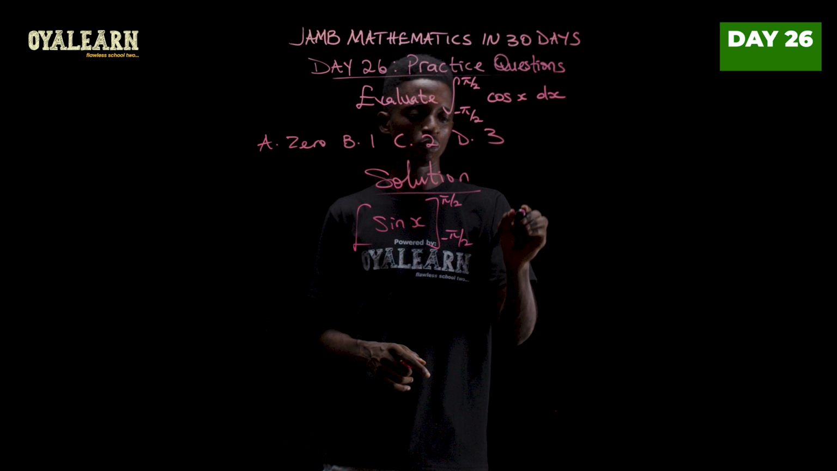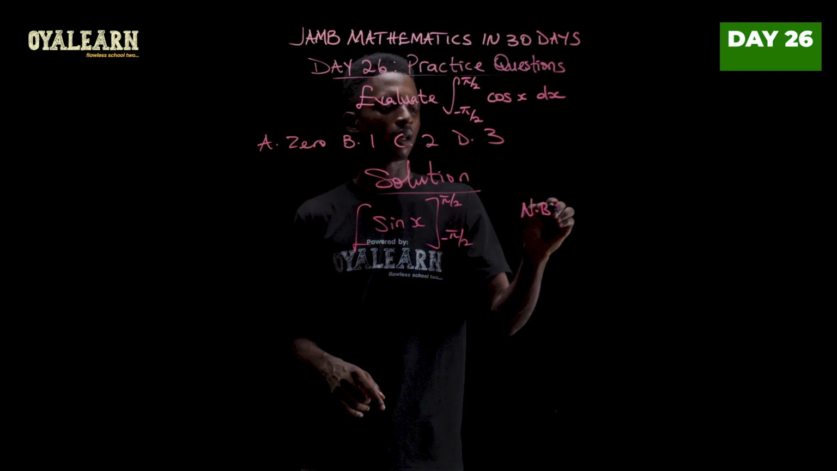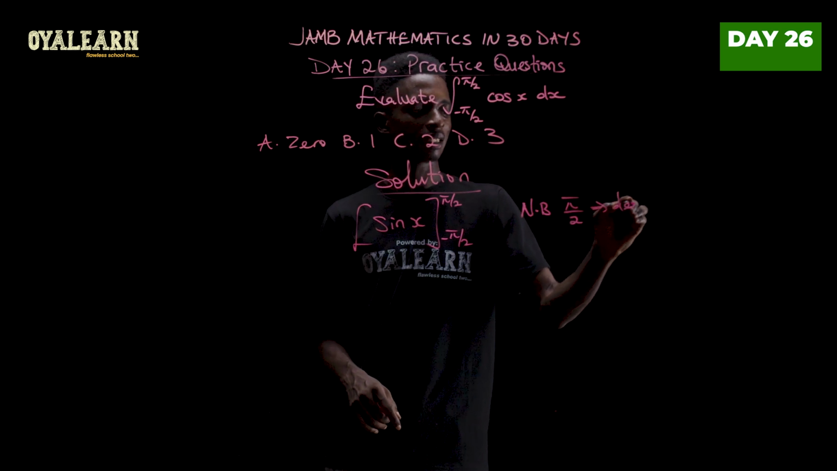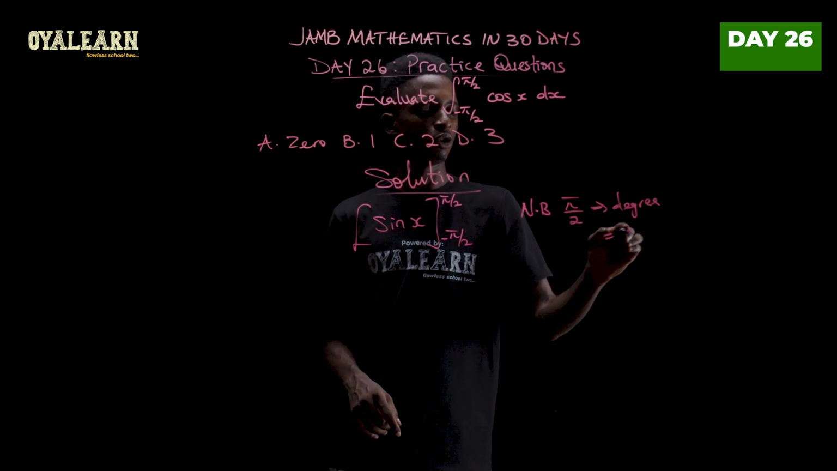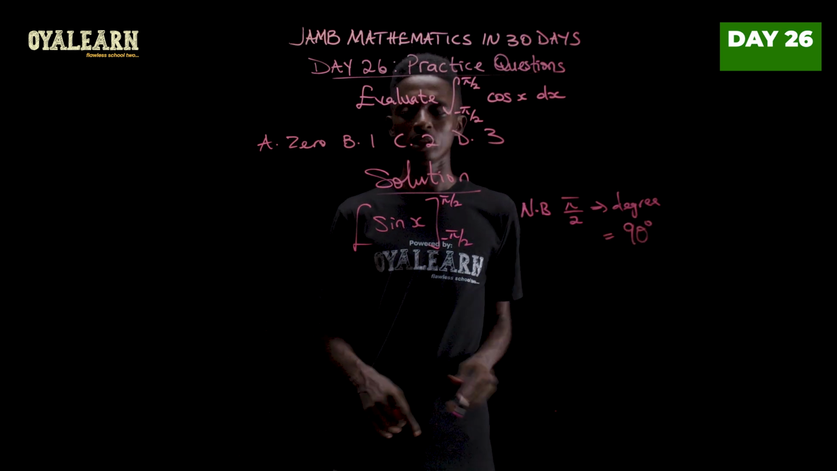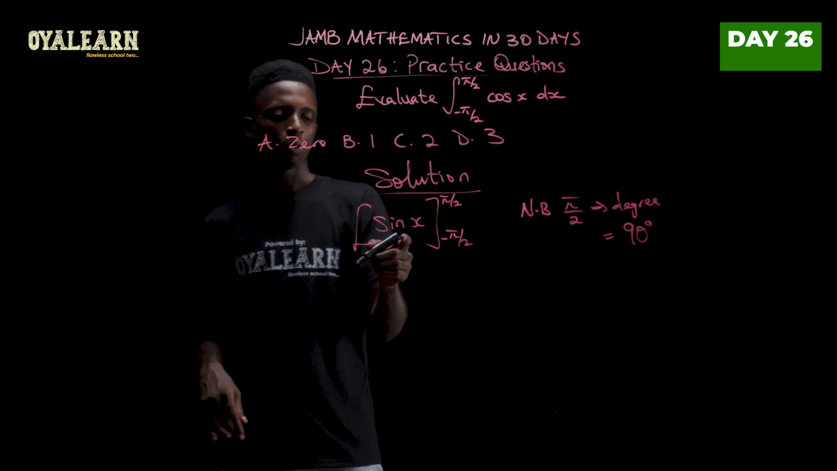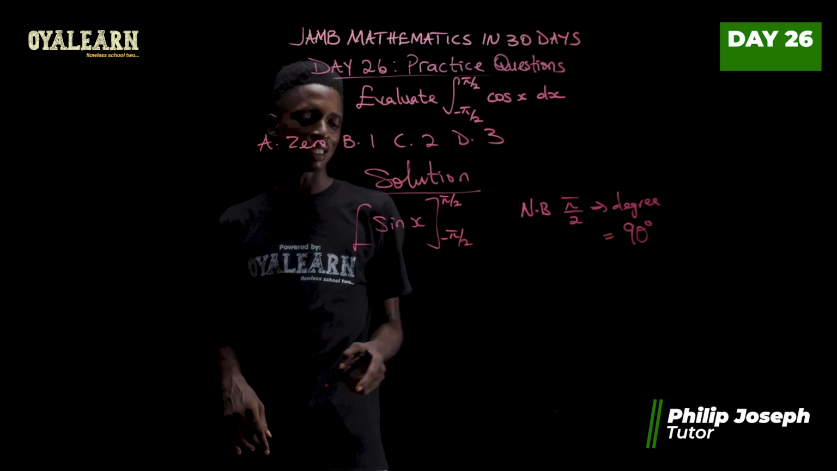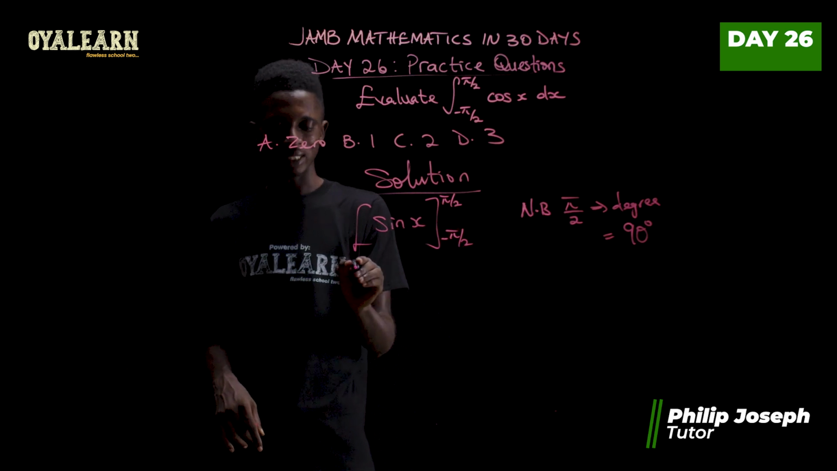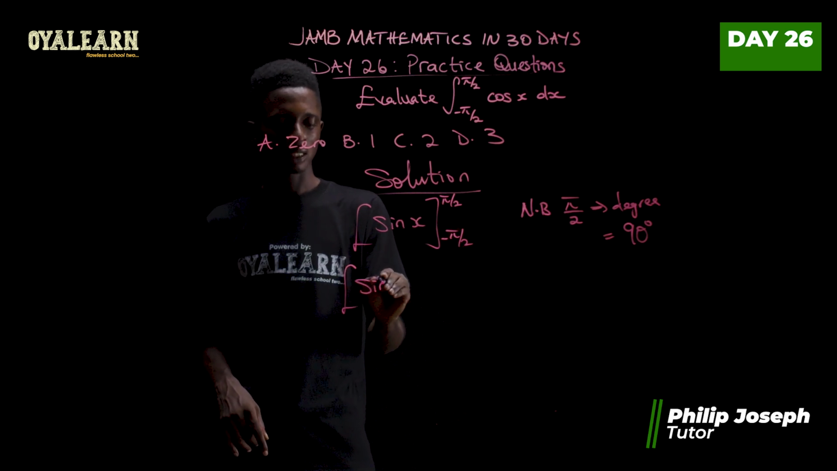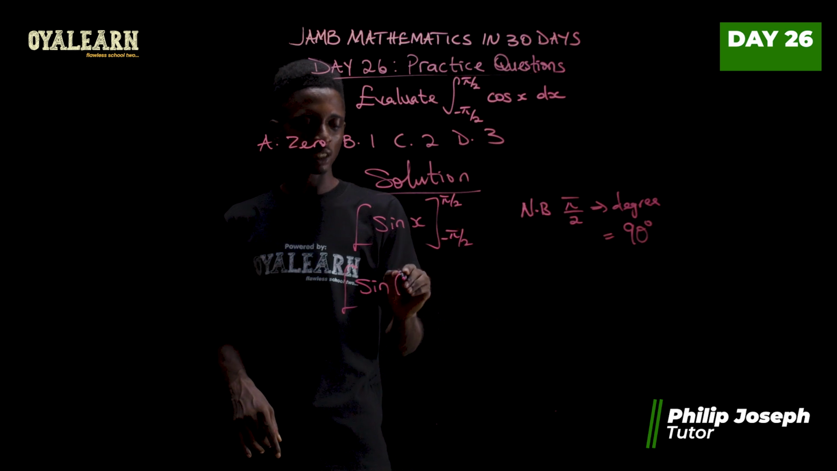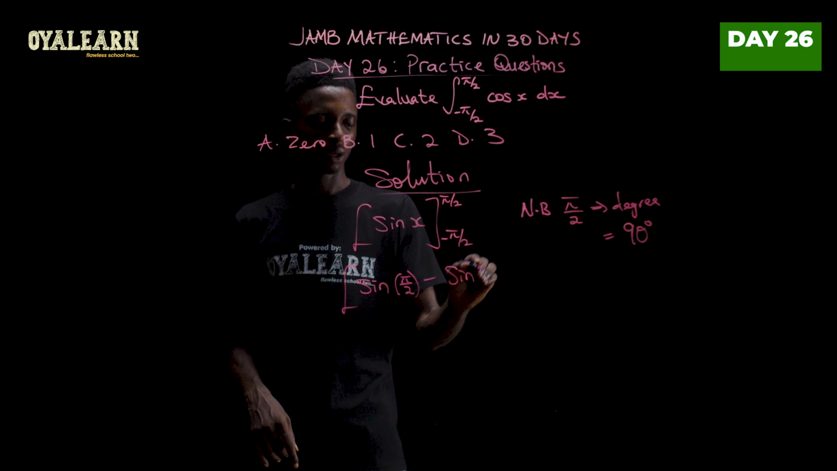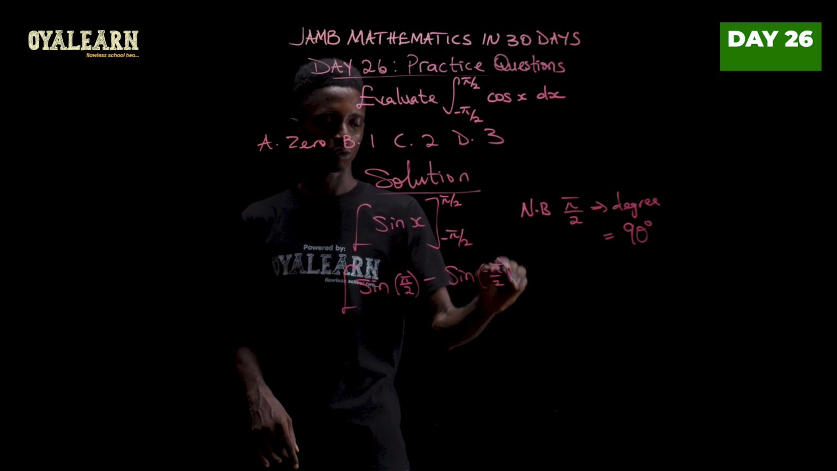Now, pi over 2, take note of this. Pi over 2, when converted to degrees, would give you 90 degrees. So in that case, we'll be having when x is 90 and when x is minus 90. And that will give us sine when x is, so let's put it as pi over 2 first, then minus sine when x is minus pi over 2.